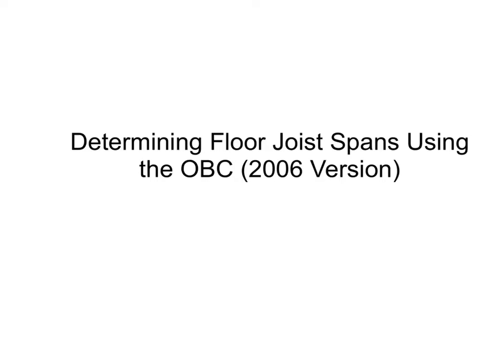So part one of this week's lessons is determining the floor joist spans using the Ontario Building Code. I'm going off the 2006 version, but the latest version also has the same tables. So when I'm talking about span in this case, what span is, it's a clear span between the two supports. For the total span, you would add your two bearing lengths.